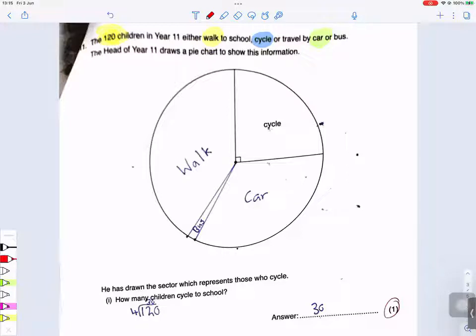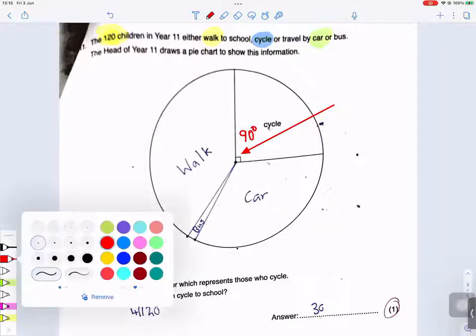Right, 120 children in year 11 either walk, cycle, or travel. What's the angle for cycle? Look at the pie chart. Look at the thing in the corner. What angle is that for cycle? 90 degrees. So we know cycle is 90 degrees.